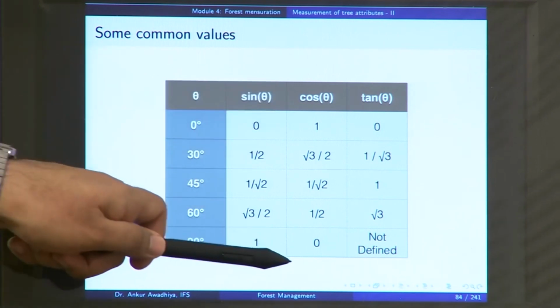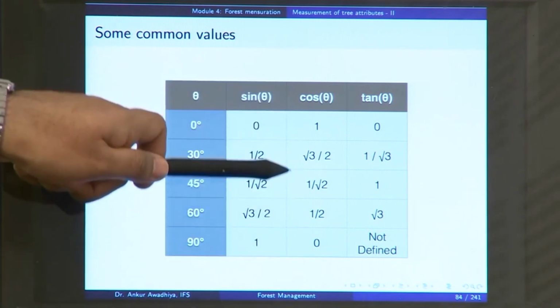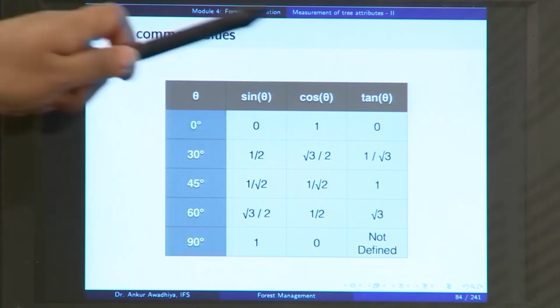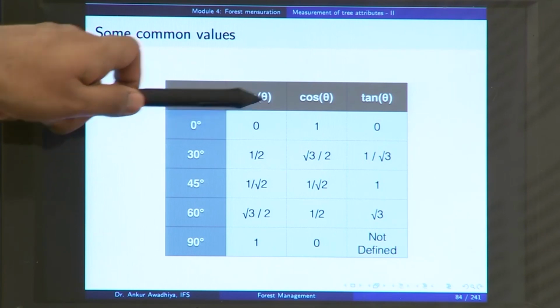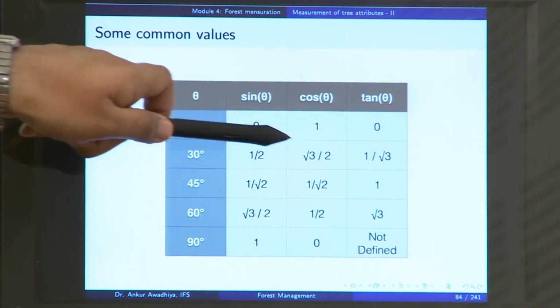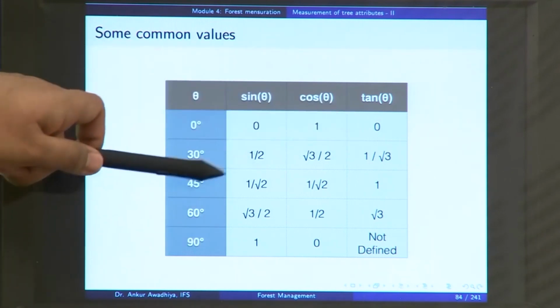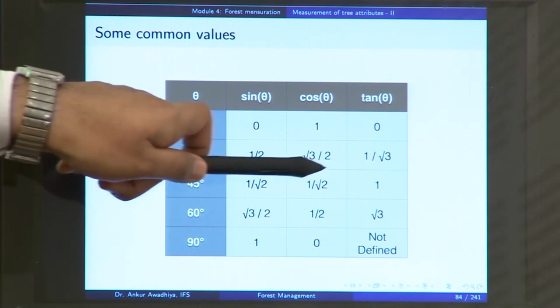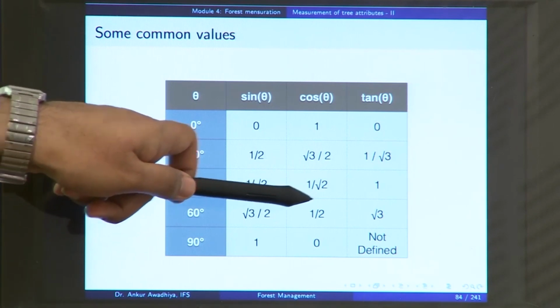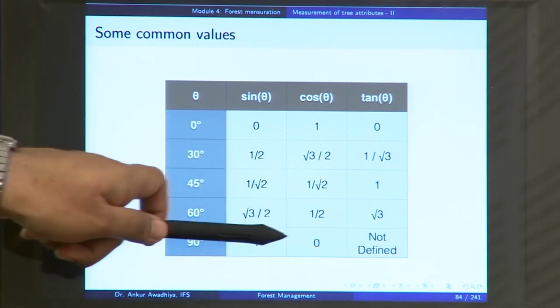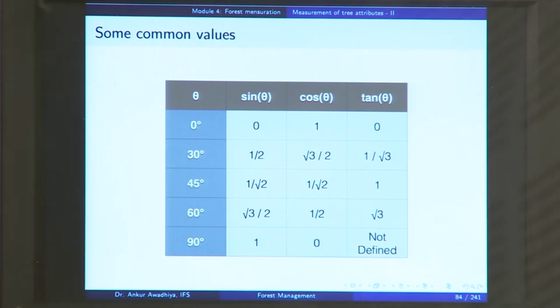In the case of cos theta, you move in the opposite direction: 0, half, 1 by root 2, root 3 by 2, and 1. And tan theta is given by sin theta divided by cos theta. So, 0 divided by 1 is 0, 1 by 2 divided by root 3 by 2 is 1 by root 3, 1 by root 2 divided by 1 by root 2 is 1, root 3 by 2 divided by 1 by 2 is root 3, and 1 divided by 0 is not defined. So, these are the common values of sin, cos and tan theta that you will be using.